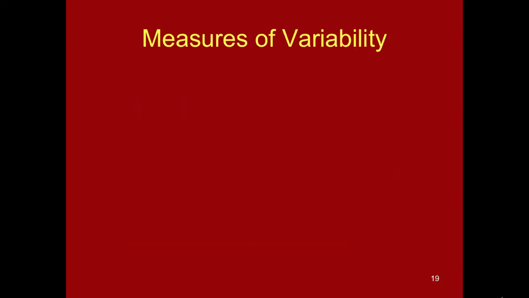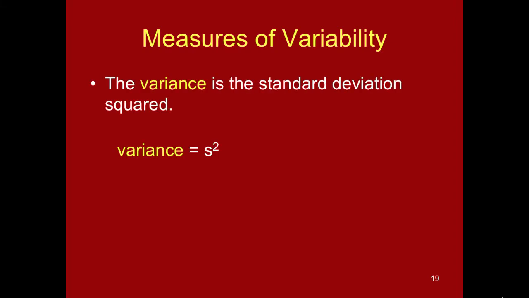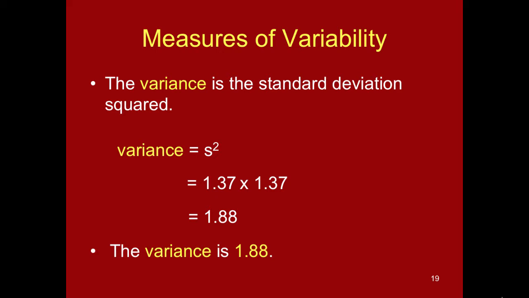The last measure of variability is variance. The variance is the standard deviation squared. So if we take our standard deviation from the previous slide and multiply it by itself, we will get the variance of 1.88. You may recall that we encountered this figure during the last step of computing the standard deviation. This occurs because if you look at the equation for standard deviation, the variance is the calculation on one side of the equation.